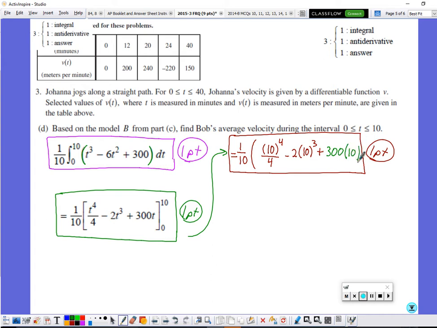The second point is if you correctly find the antiderivative. So the antiderivative of t cubed over 3 is t to the 4th over 4. This antiderivative would have been, let's see, 6 is a multiplying constant, then t cubed over 3, and then I just divided to get 2, but if you left it like this, that's totally fine. And then 300t is the antiderivative of 300. You must have the bar. You've got to indicate that we're evaluating from 0 to 10 there.